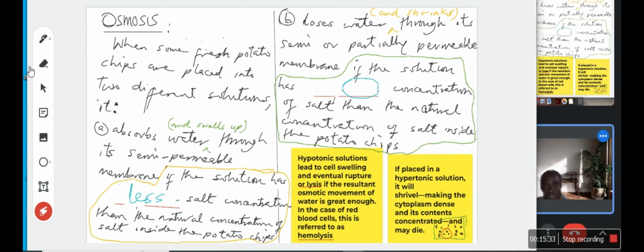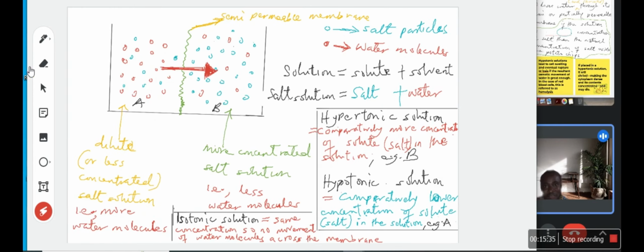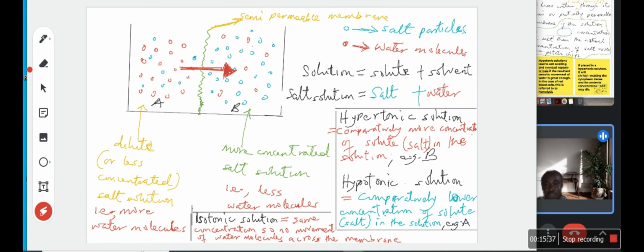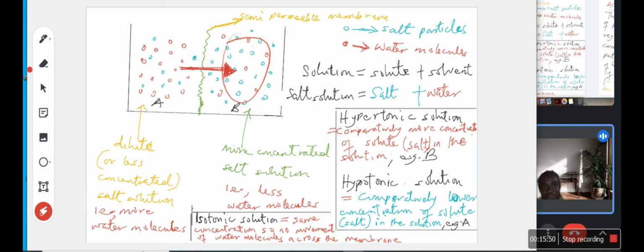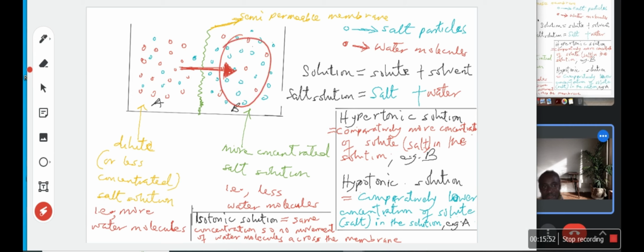That's exactly what we explained in question number 5, on page 5. In this case, the potato chip is like B. The solution is like A. You can go back there and verify. You can go to page 5 and verify what I'm saying. The potato chip is like B, with so much salt particles, few water molecules.